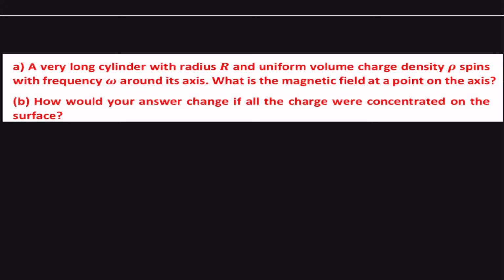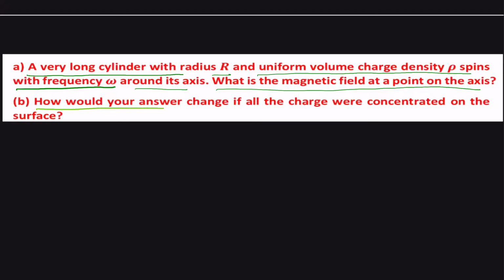Okay. So the next question: a very long cylinder with radius r and uniform volume charge density rho spins with a frequency omega around its axis. What is the magnetic field at a point on the axis? How would your answer change if all the charge were concentrated on the surface? Okay, so this is quite simple, not much of things required. So first of all, basically we are going to find out our current density, and then we can use Ampere's law in case of a rectangular loop and get the answer.